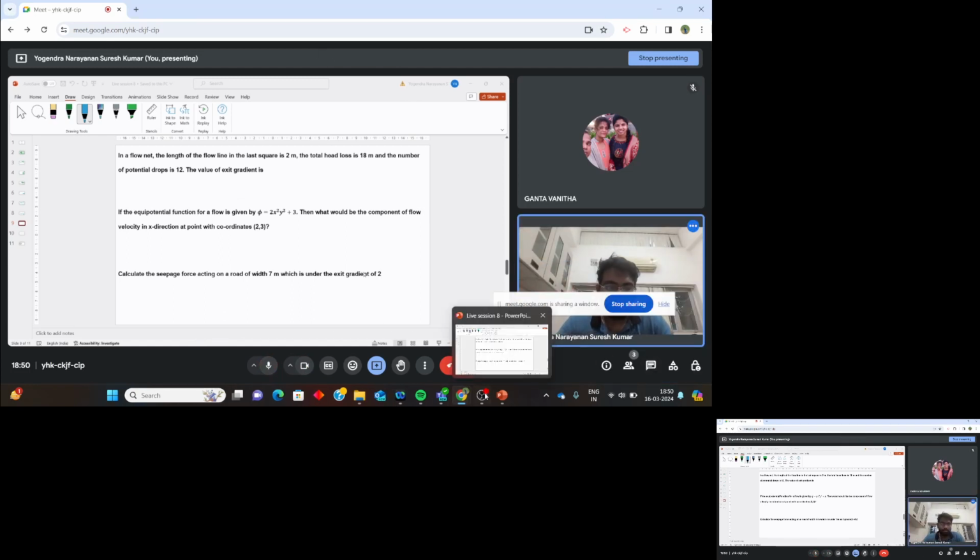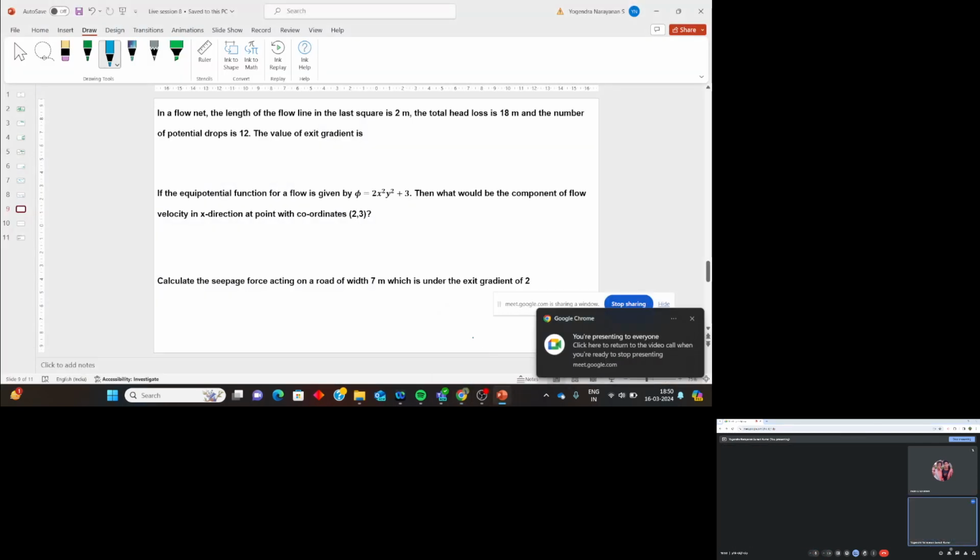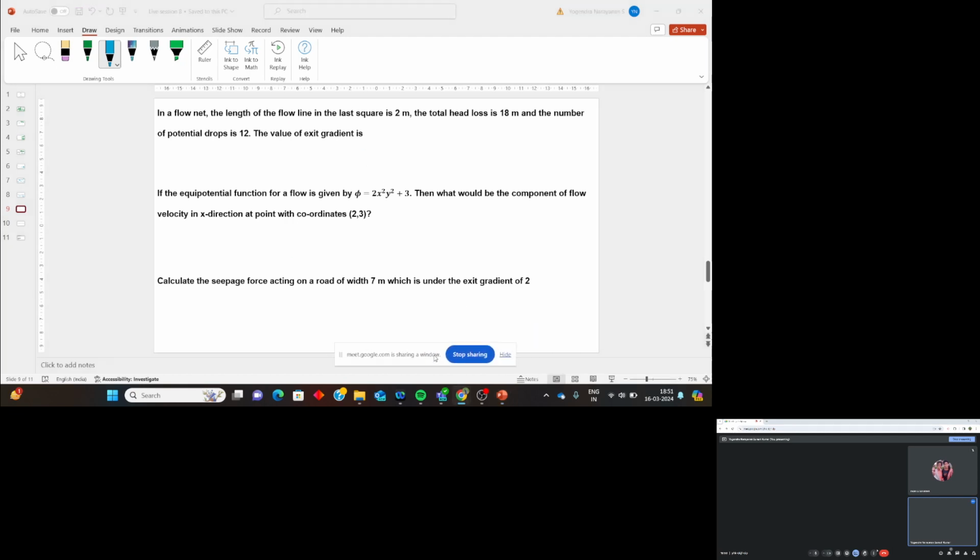Have you tried to solve? Sir, how to solve? I don't know, sir. Okay. The last square is in meters. See, the total head loss is 18 meters. So H is equal to 18 meters.